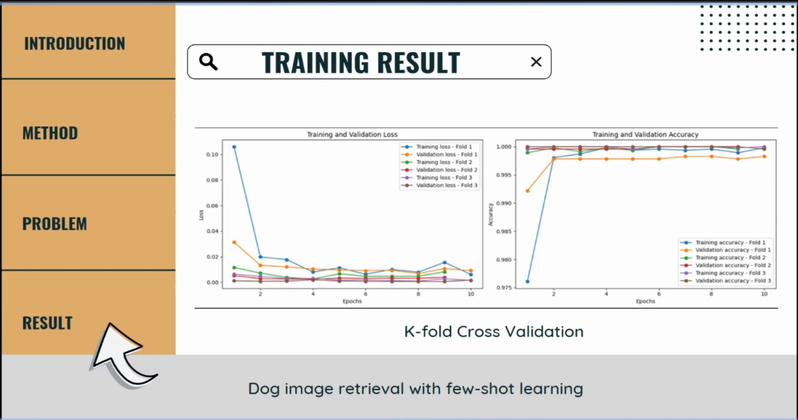This is our training result. The K-fold cross validation graph. The graphs on the left are training and validation loss, and on the right are training and validation accuracy. For this, we have three folds, which means a three-fold cross validation graph.